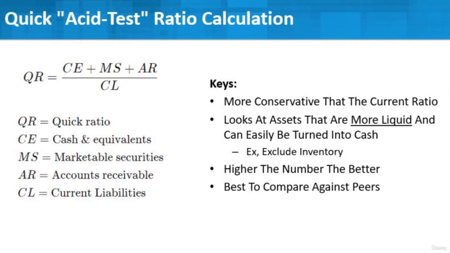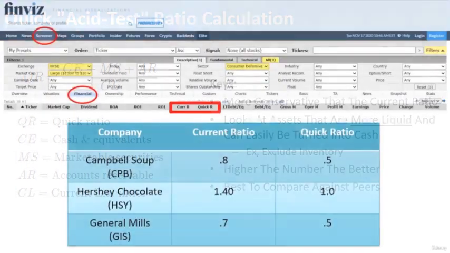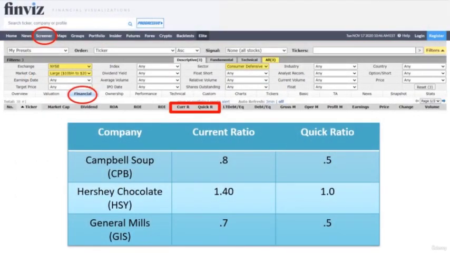Again, the higher the number, the better, and it's best to compare against your peers when you're looking at both current and quick ratio. So how do we look these up? Now we know how to calculate them and the underlying basis of them. They're easy to look up, and there are different tools you can use, but I'm going to show you one that's a real easy tool for screening stocks and finding these numbers. And this is FinViz. You may have used it before. It's at finviz.com, F-I-N-V-I-Z dot com.